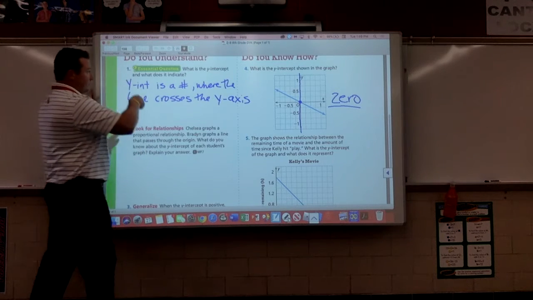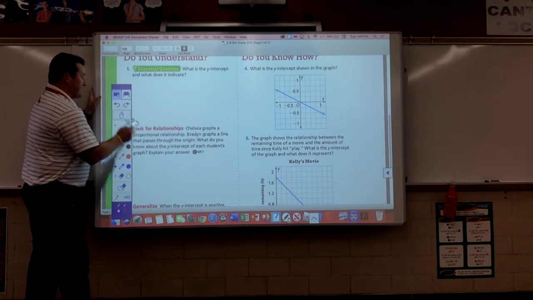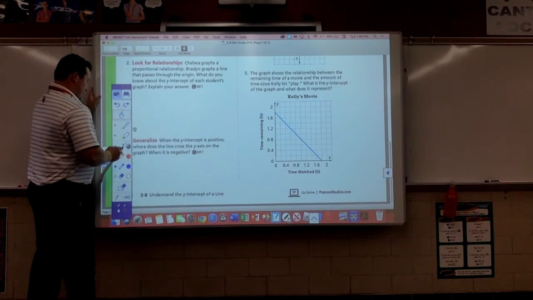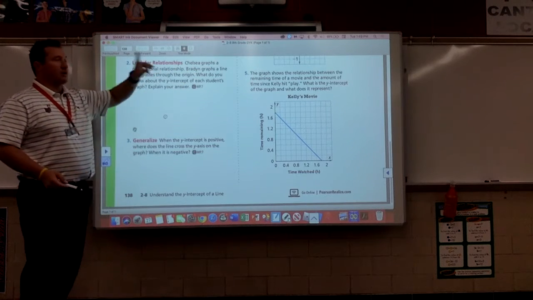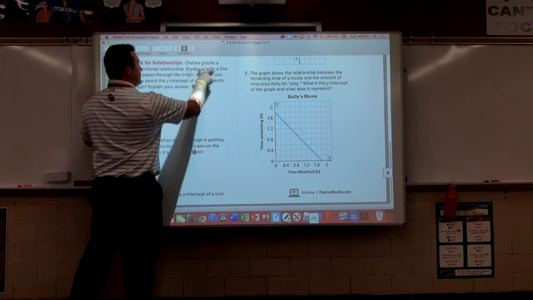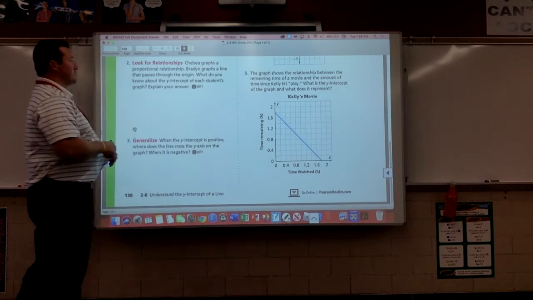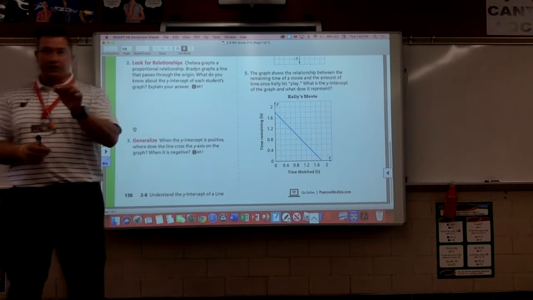All right, look, we did a thinking question and a doing question. Oh, I like this next one. Chelsea graphs a proportional relationship. Think about what that looks like. Braden graphs a line that passes through the origin. What do you know about the y-intercept of each student's graph?